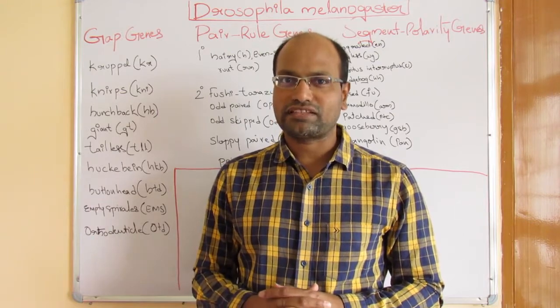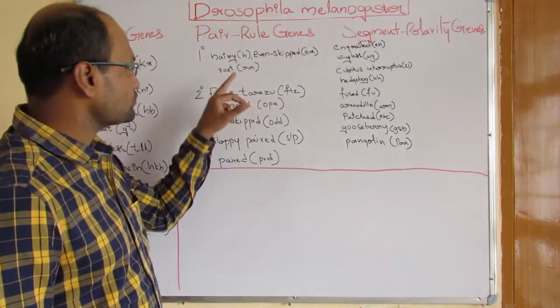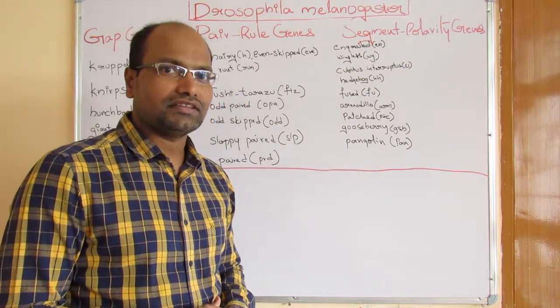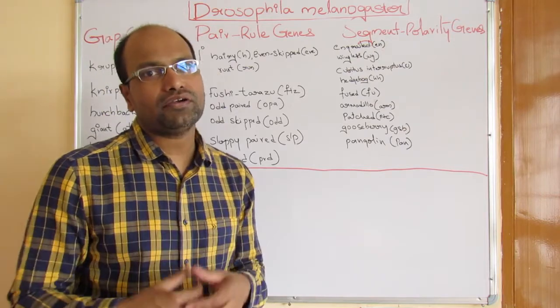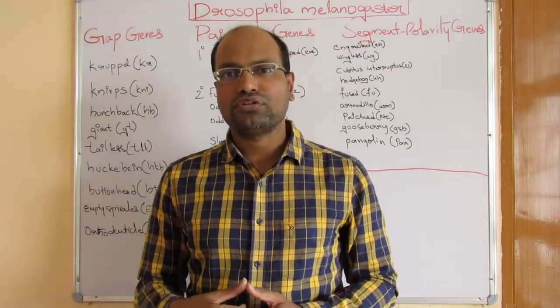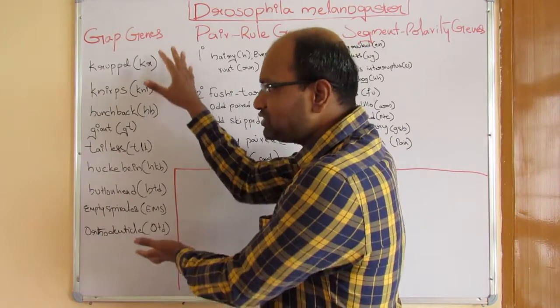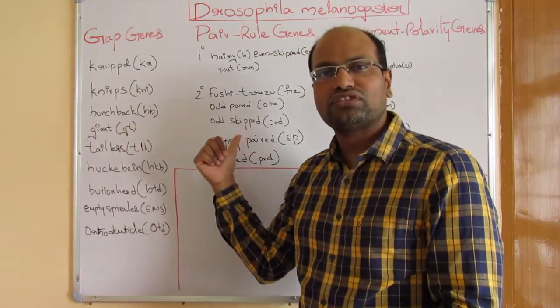These proteins will be expressed. Similarly, we will see that in pair-rule genes, there are two categories: primary pair-rule genes and secondary pair-rule genes. The primary pair-rule genes will influence the secondary pair-rule genes, and different combinations and different concentrations will influence the pair-rule genes' expression.